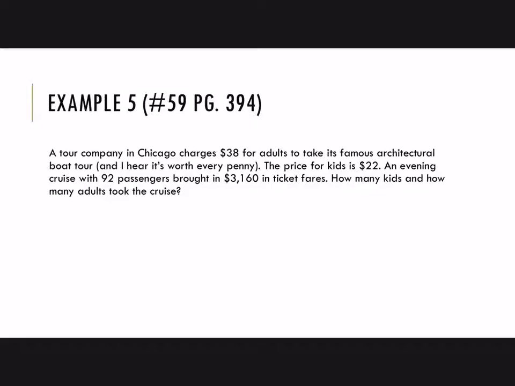Okay, so the first thing is to figure out how we can use equations to solve this. To do that, we need to figure out what the variables are. Because I have two unknowns here, we need to know how many kids and how many adults took the cruise. That's my clue as to how many equations I need. We have two unknown things, so we're going to need two equations.